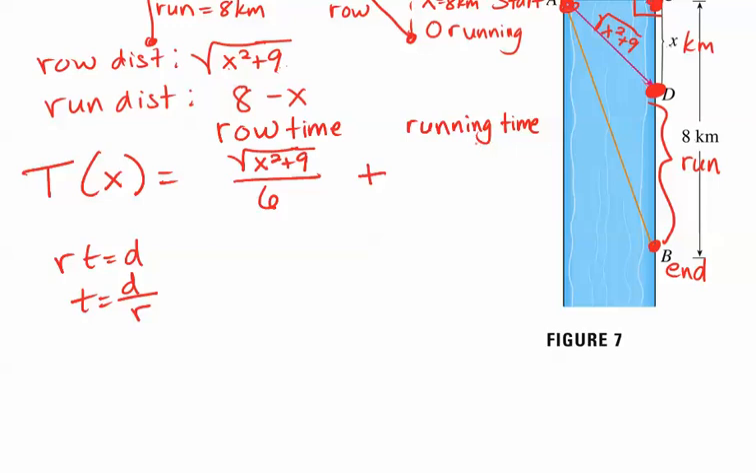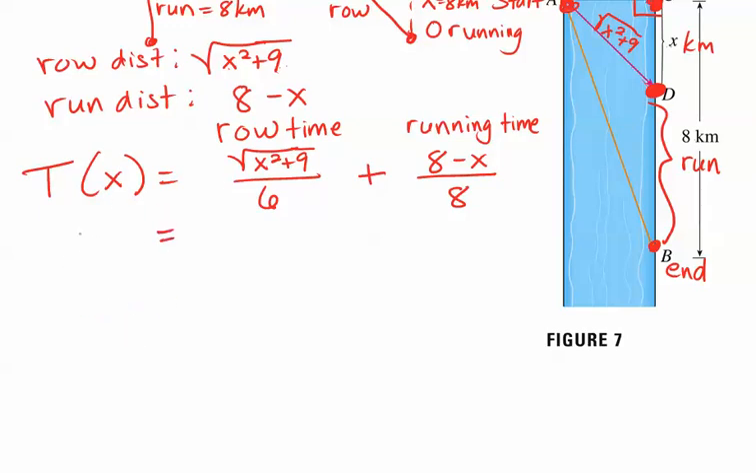And the time he's going to spend running is the distance he's going to run, the vertical leftover distance. And he can run faster. He can run 8 kilometers per hour. Okay, so now we want to minimize the time.